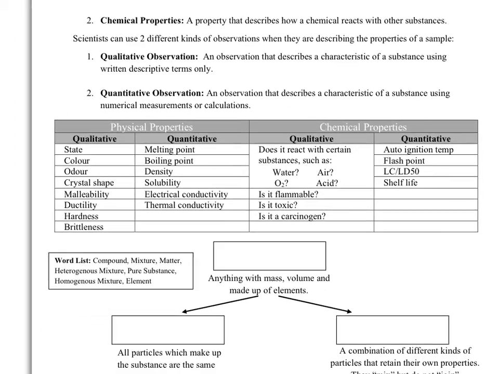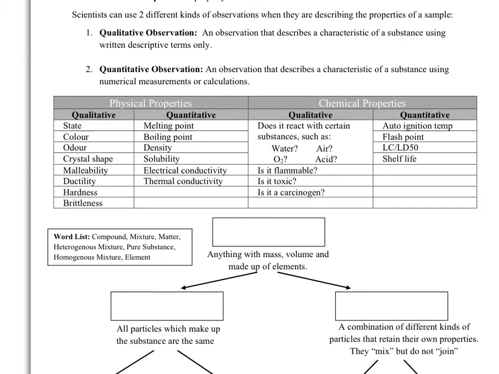The chart below shows you some examples of physical and chemical properties. If you are describing the state of the substance, whether it's a solid, liquid, or gas, its color, odor, crystal shape, or if it's malleable, ductile, hard, or brittle, then you're making qualitative observations about physical properties. These are qualitative because when you make the observation, it doesn't require you to write down a number.